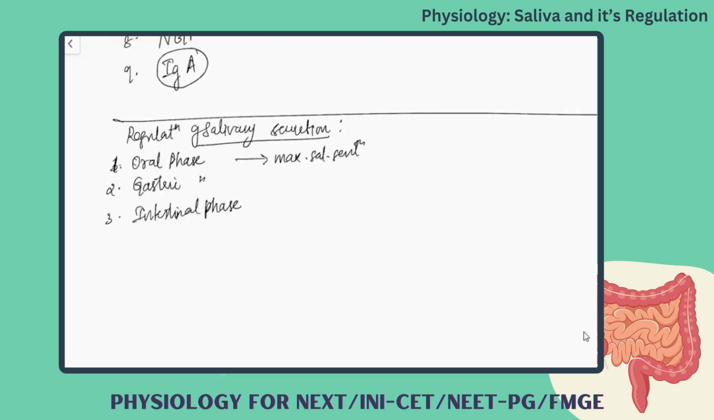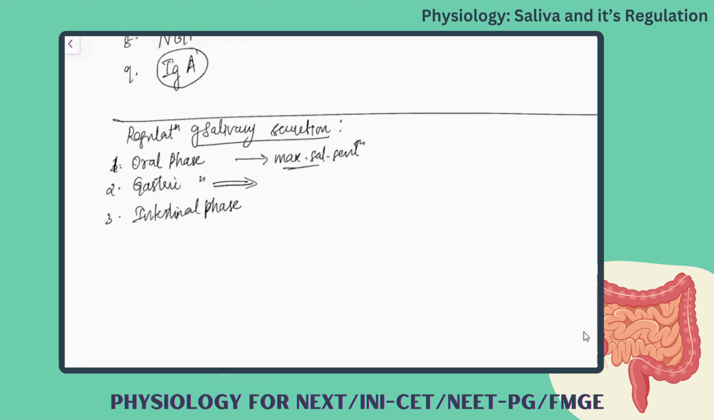If it is going into the trachea instead of the esophagus, what is the next thing which will happen? Choking. A foreign body entering the trachea arrests the breathing. So the maximum salivary secretion will be present in the oral phase. When there is food in your stomach, that is termed the gastric phase. Gastric is determined by the stomach. The intestinal phase is determined by the duodenum and small intestine.